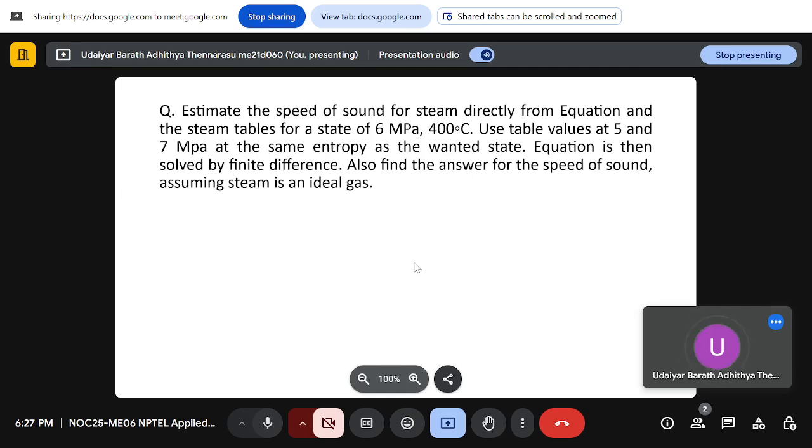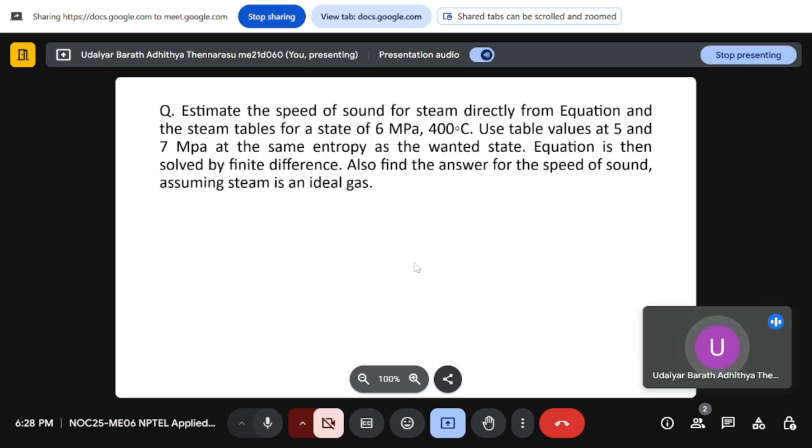So next question, estimate the speed of sound for steam directly from the equation and the steam table for a state of 6 megapascal and 400 degrees Celsius. Use table values at 5 and 7 megapascal at the same entropy as the wanted state. The equation is then solved by finite difference. Also find the answer for the speed of sound assuming steam is an ideal gas.